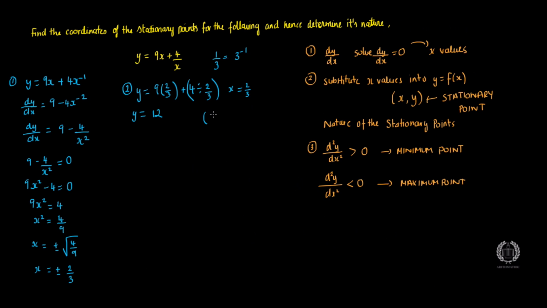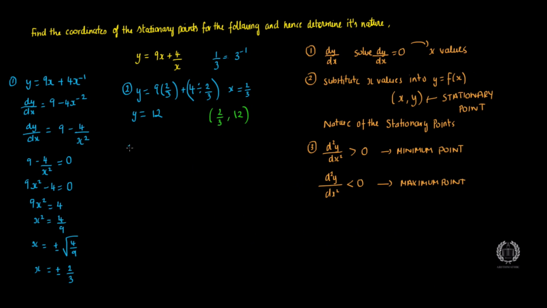So one of my stationary points is 2 over 3. Okay, let me write this in green actually, so it stands out. So one of my stationary points is 2 over 3 and 12. That's 1. And we need to find the other one as well.